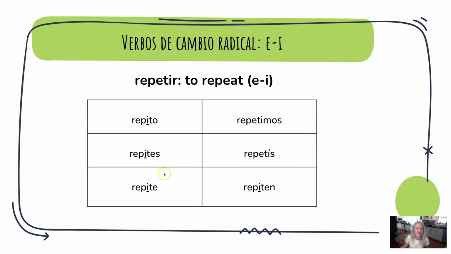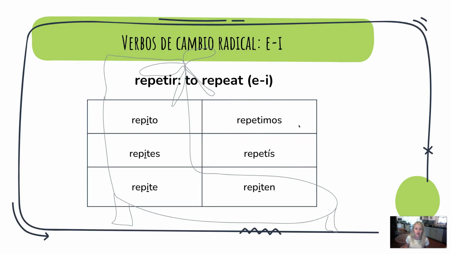Okay, so it does the exact same thing. It changes E to I in every form except for nosotros and vosotros. In other words, it changes in all the forms except for the ones outside the shoe or the boot. And keep in mind too, I don't focus on vosotros, the informal you all that's used exclusively in Spain. So really, as long as you can remember not to change the nosotros form for all of these, you should be in good shape.